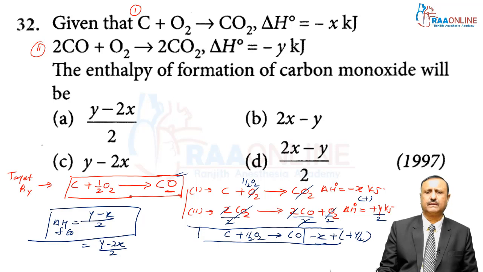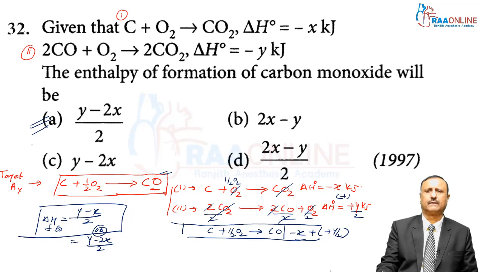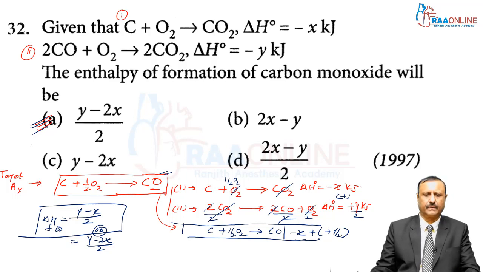Then 2 and 2 cancel, and you get Y by 2 minus X. Both are the same thing. So you can go to answer A, question number 32. Y minus 2X upon 2 or Y minus X upon 2, both are the same thing. So, my dear students, this is how you get the target reaction. This is the trick of target reactions. For question number 32, your answer is A.